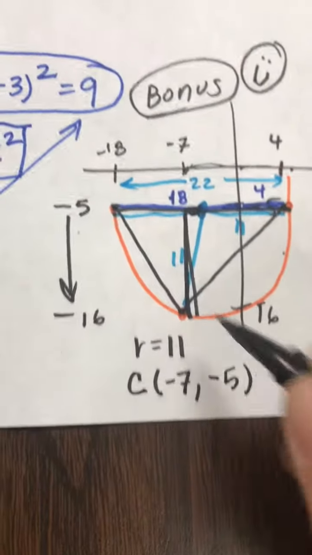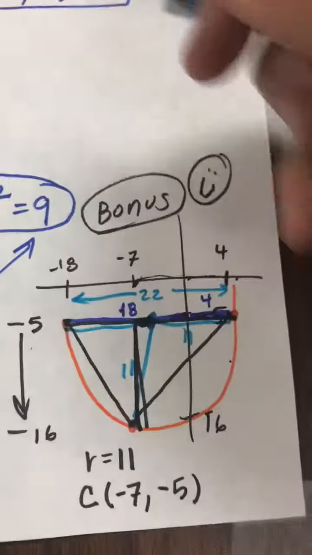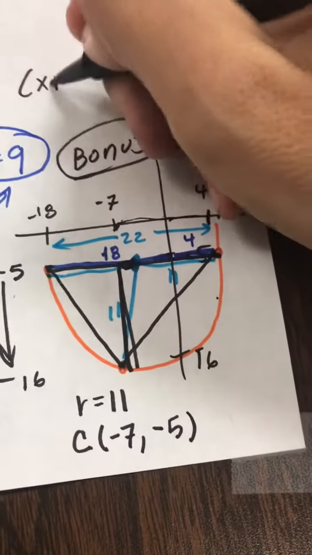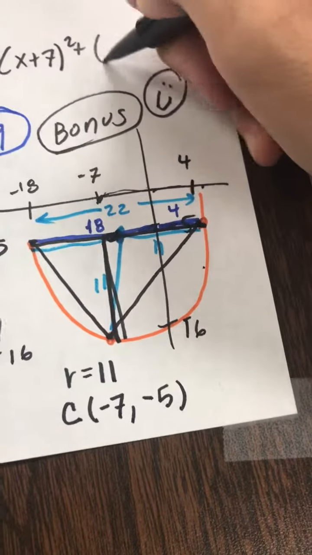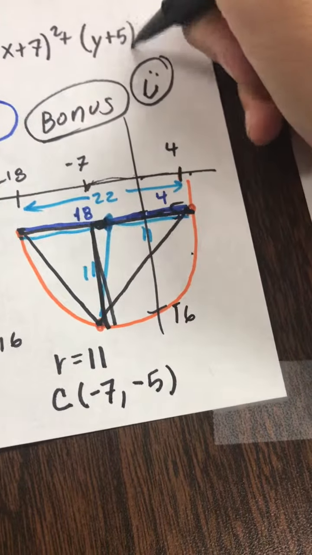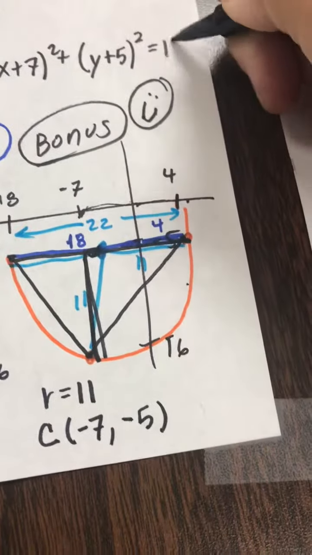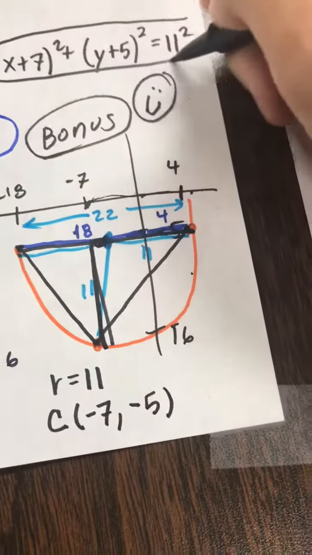So we've got everything we need to write the equation of our bonus. Let's do it. (x + 7) squared plus (y + 5) squared. For the bonus, we're going to write 11 squared, or 121, there.